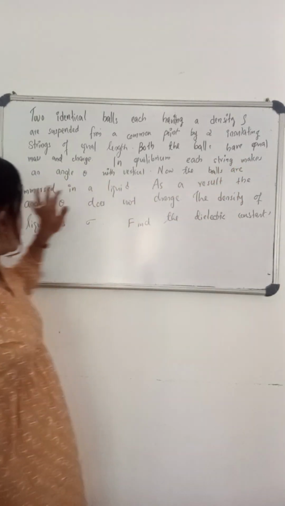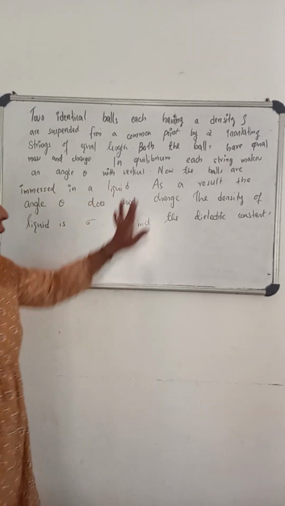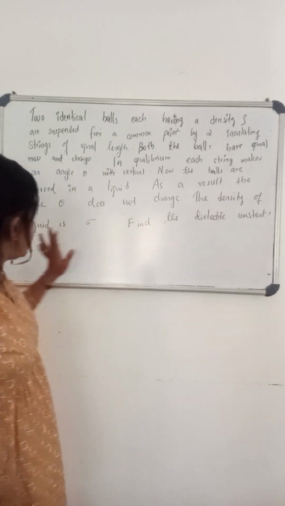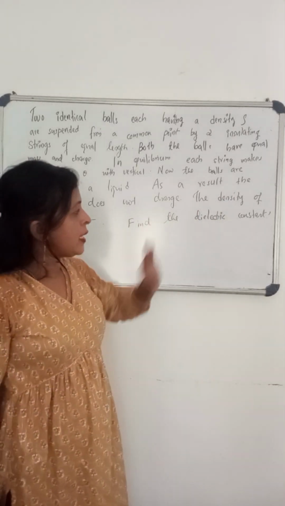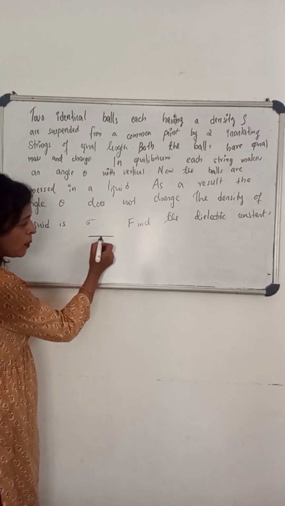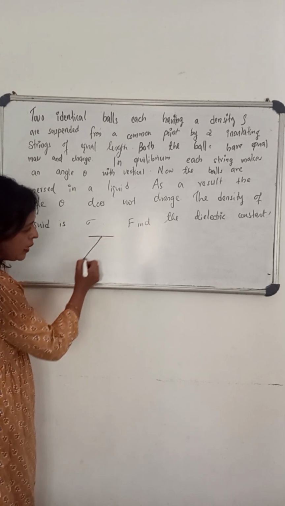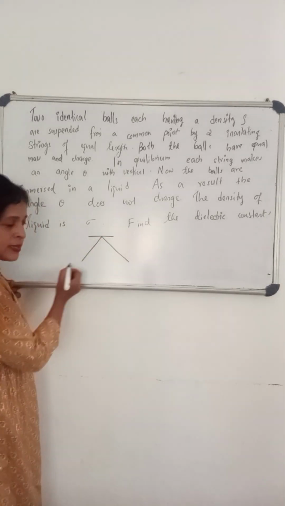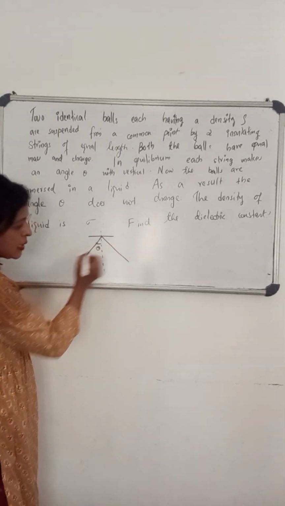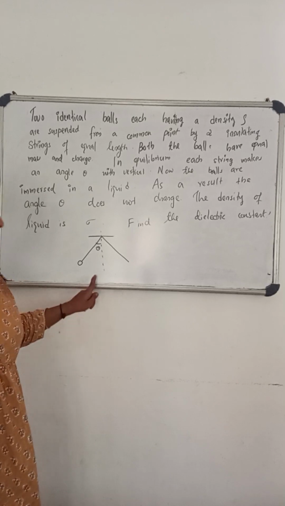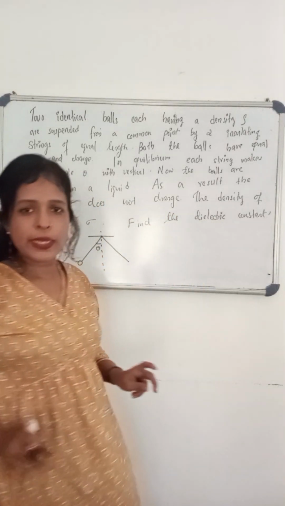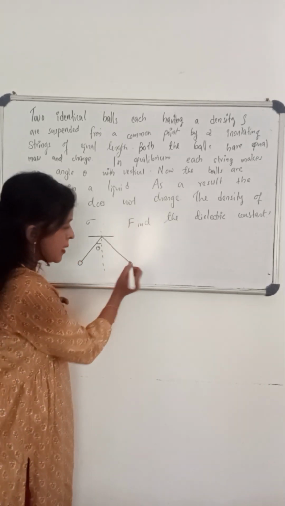Now the balls are immersed in a liquid. As a result, the angle theta does not change. The density of the liquid is sigma. Find the dielectric constant. That means initially they hang from a point and repel like this, and each string makes an angle theta with the vertical. Okay, and suppose this arrangement is immersed in a liquid, then also they repel each other.